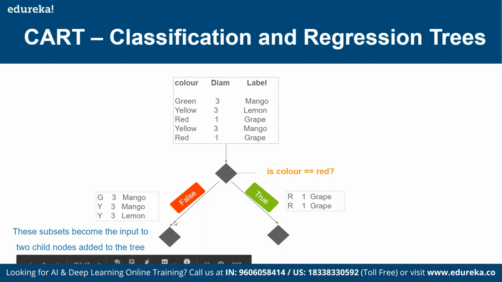So what is my problem? My problem is, based on the color and dimension, I have to finally decide what fruit it is. So I'll take different decisions and finally arrive at a conclusion. If the color is red, I know it's a grape. I don't have to take any more decisions. So this is called a pure node. Over here, I have more than one label. This is called an impure node.